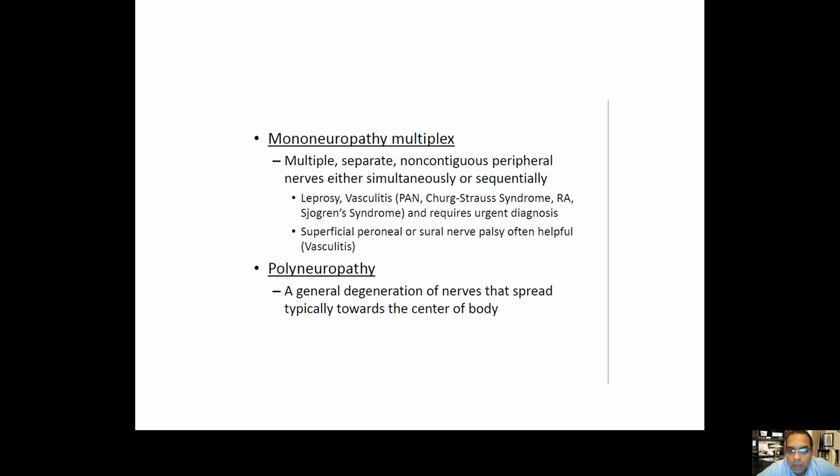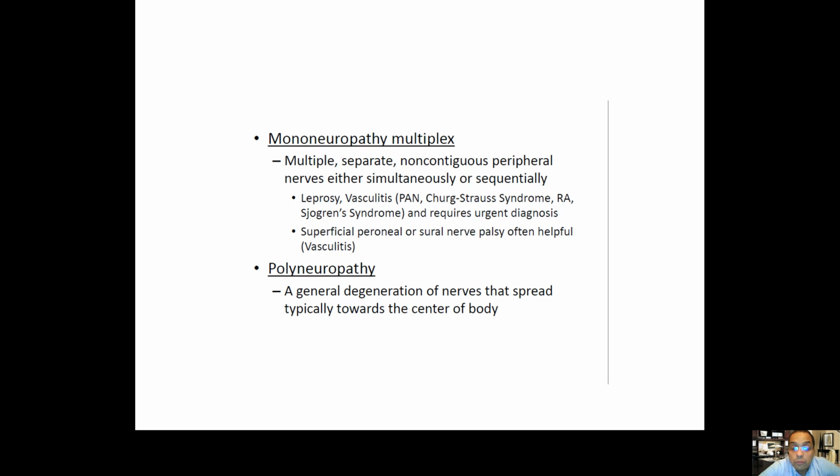For example, we can have median nerve affection in one arm and common peroneal nerve affection in the opposite leg, and so on. So we cannot attribute this to a disease that is contiguous, like diabetes or disc prolapse, but this goes much more with vasculitis. And I want you to remember that specifically polyarteritis nodosa can produce this.